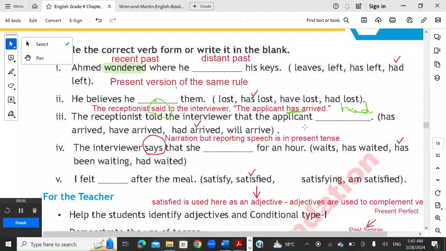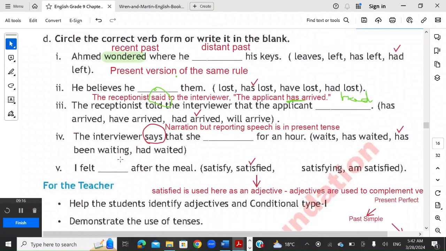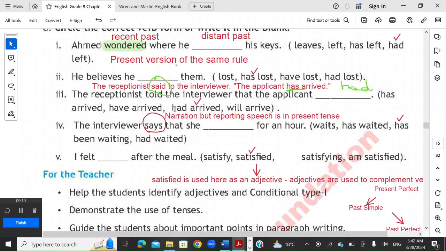That the applicant had arrived is the right option. Again, this is the indirect narration, but now you see the verb of reporting speech is in present tense. According to the rule, if the verb of reporting speech is in present tense or future tense, we will only change the pronouns and not change the tense. Hence, the interviewer says that she, we will use has been waiting.